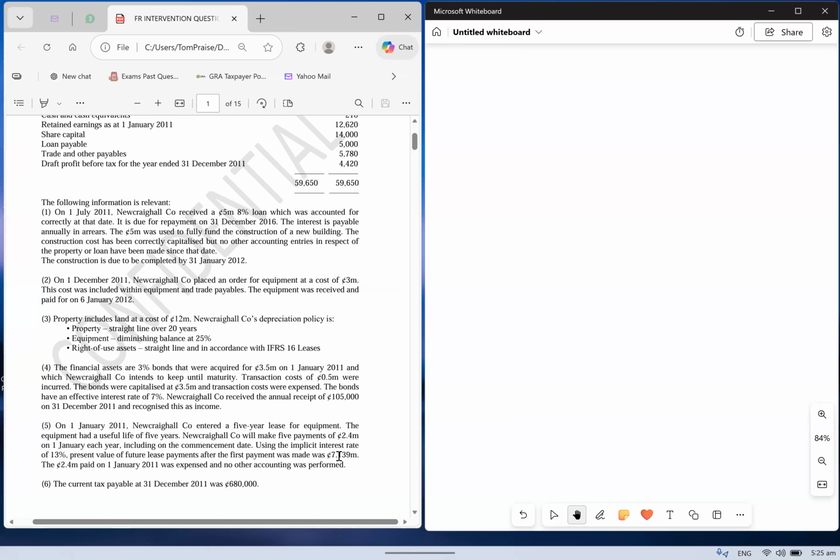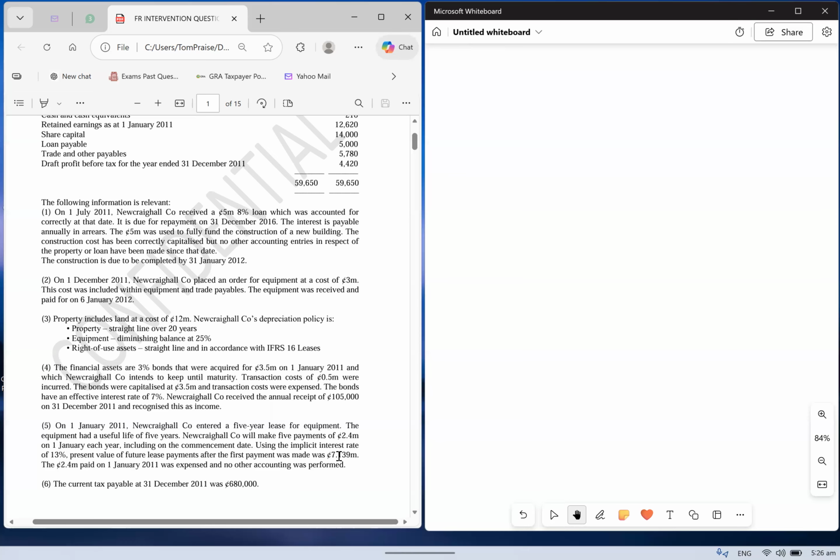All right. Now it says in December 2011, New Craig Hall placed an order for equipment at a cost of 3 million. This cost was included within the equipment and trade payables. The equipment was received and paid for on 6 January 2012. Then the properties include land at a cost of 12 million. New Craig Hall's depreciation policy is that property is straight line. Equipment is diminishing returns, which we call reducing balance. Right of use is also straight line.